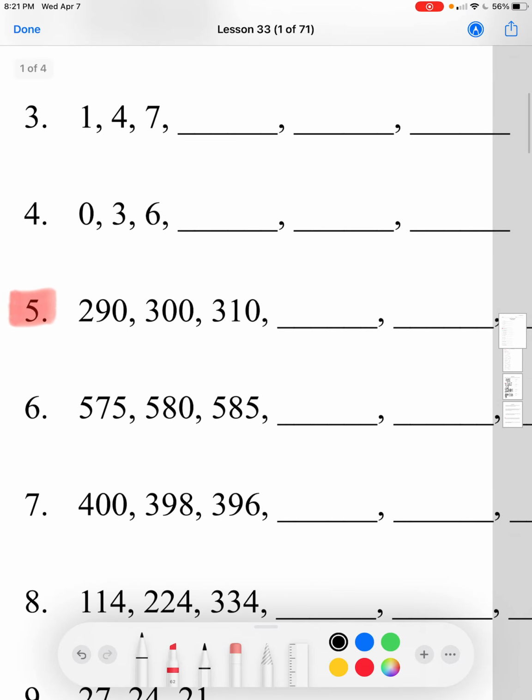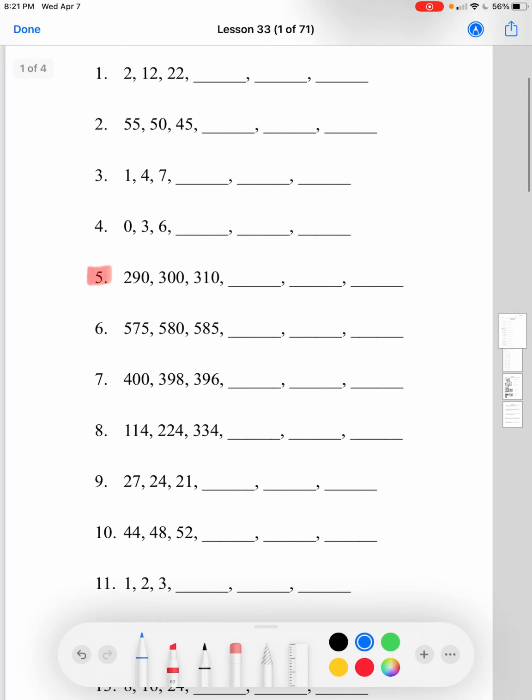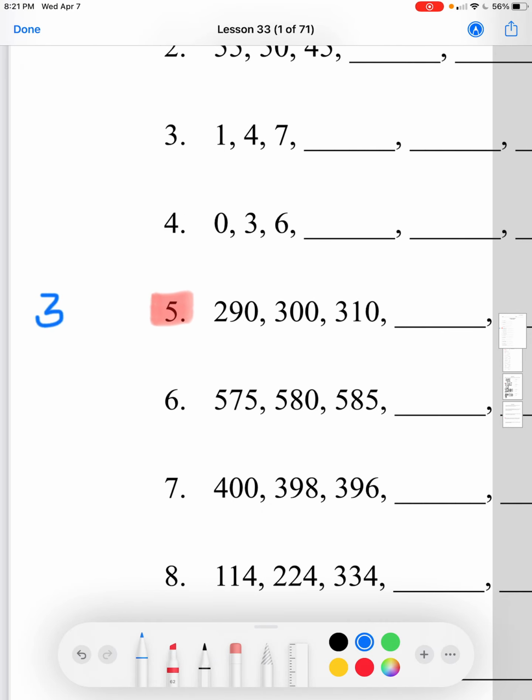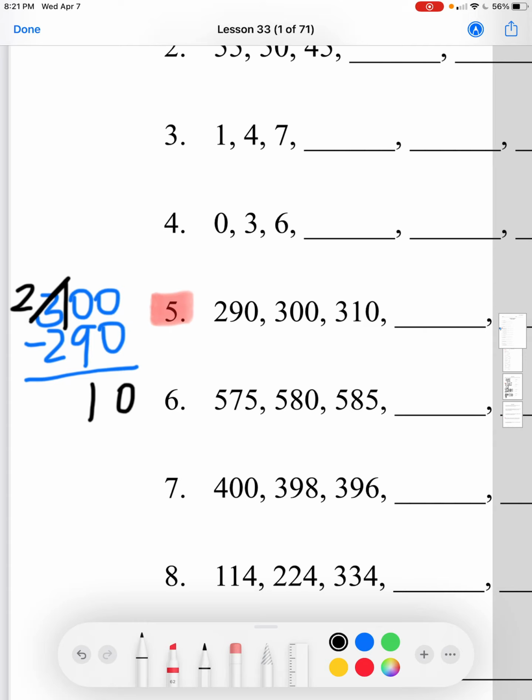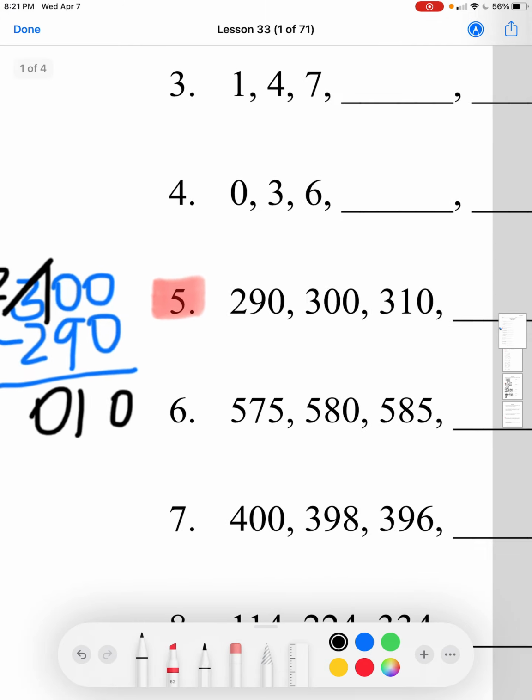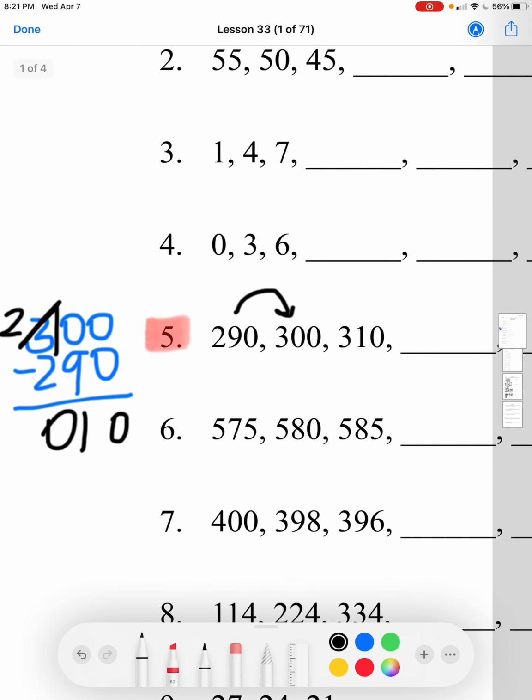So first let's look for a difference between the 2 numbers. Let's see if there's any common difference. So we're going to subtract the smaller number from the bigger number. 300 minus 290. 0 minus 0 equals 0. 0 minus 9, we're going to have to regroup. 10 minus 9 equals 1. 2 minus 2 equals 0. So basically the difference between these 2 numbers is 10.